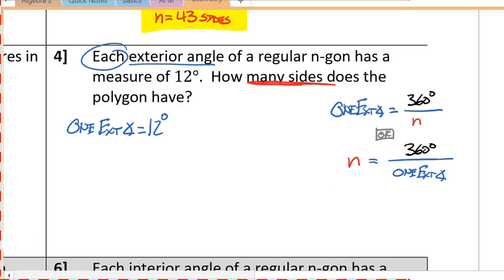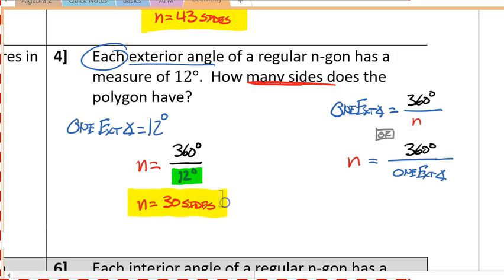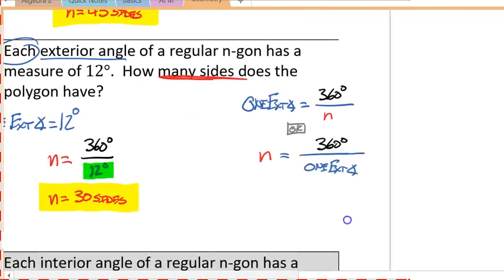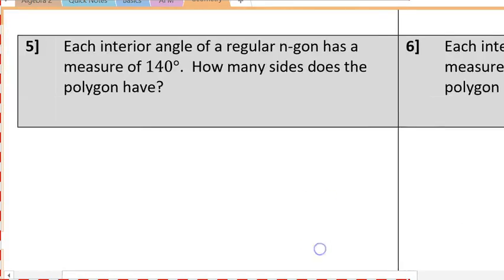So using this relationship then, if I'm trying to find the number of sides, we know that the number of sides is equal to 360 divided by one exterior angle, which in this case is 12, giving us that n is equal to 30 sides. So a 30-sided shape would have each exterior angle measure equal to 12 degrees. All right, these two formulas will be utilized in examples 5 and 6.